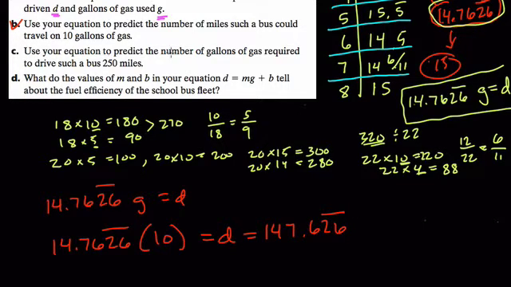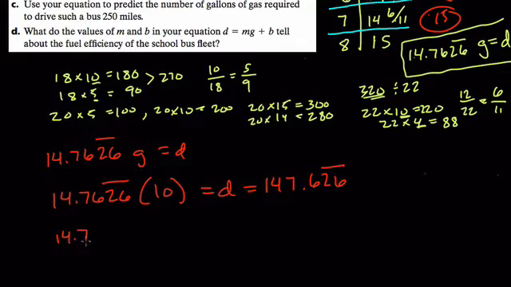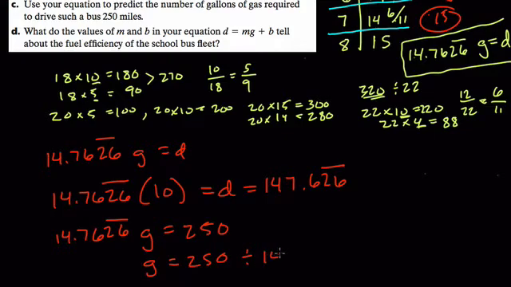Okay, got that. Now we want to do something a little different. We want to use your equation to predict the number of gallons of gas required to travel 250 miles. So we have our equation, 14.7626 repeating. Now we want to find the gallons given the distance, 250. And the gallons will just equal 250 divided by 14.7626 repeating. It's just an inverse relation, right? If we had something times G equals 250, then 250 divided by the number gives you G. It's a basic fact family kind of principle, right? 3 times 5 equals 15, for example. Well, then 15 divided by 3 equals 5, right? Basic inverse operation.